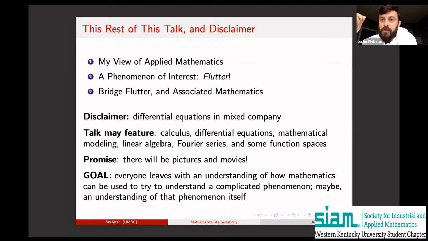My disclaimers are as follows. I will be talking about differential equations. And so I say it's always difficult to talk about differential equations in mixed company. The talk will feature lots of things from lots of different branches of math, but nothing too crazy. And I can tell my story more or less with one equation. So it will have math, and I will say some things that are beyond calculus. But at the end of the day, if you know what a derivative is, you should be okay with my story. I promise there will be pictures and movies. And my hope is that when we leave here in 30 minutes, whatever it is, you may have an understanding of this phenomenon, Flutter, that you didn't have before. And if we accomplish that, then we're good to go.